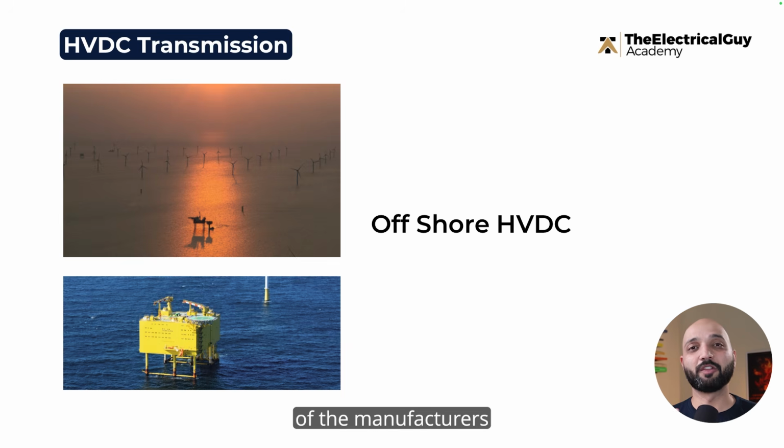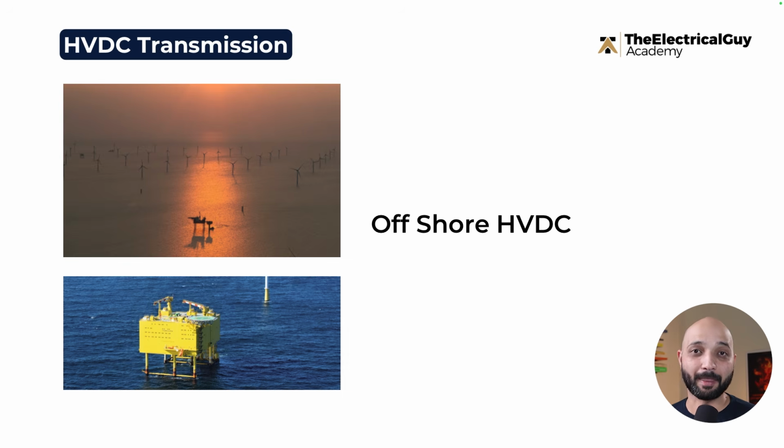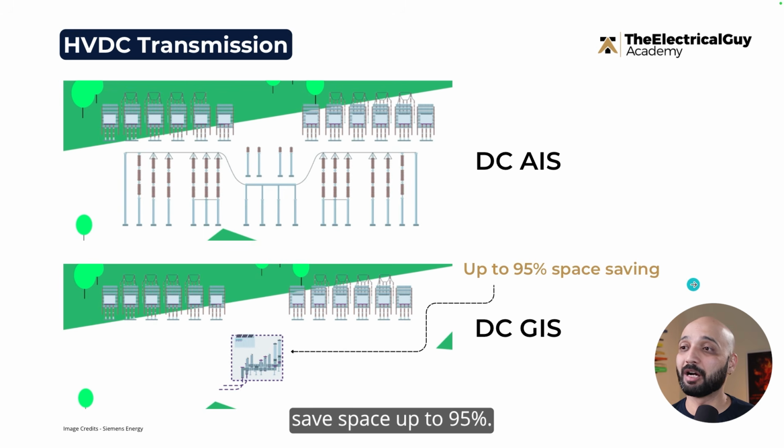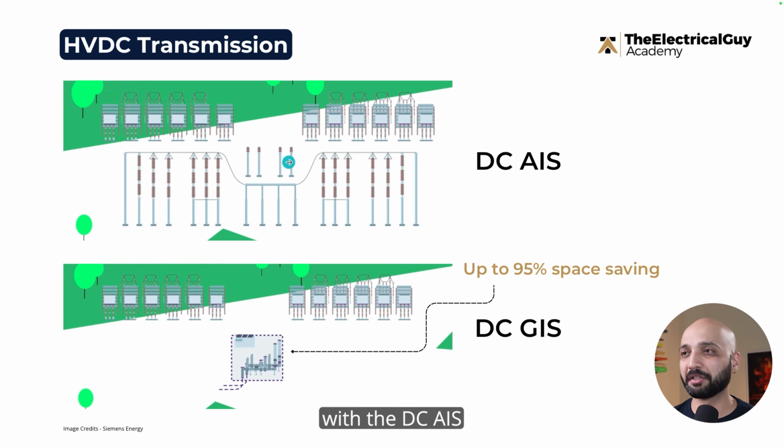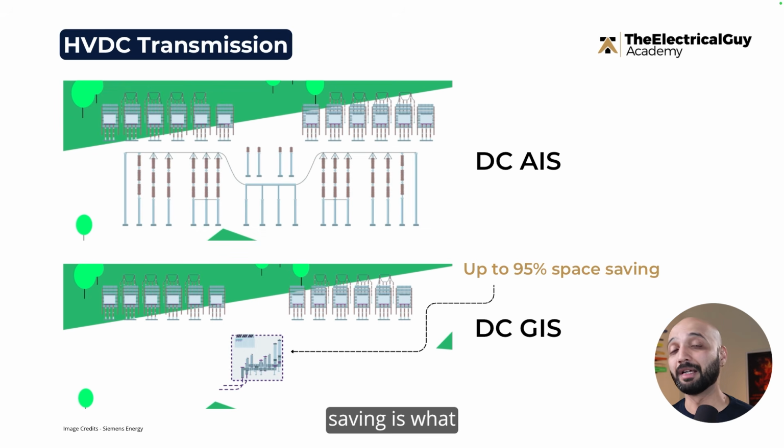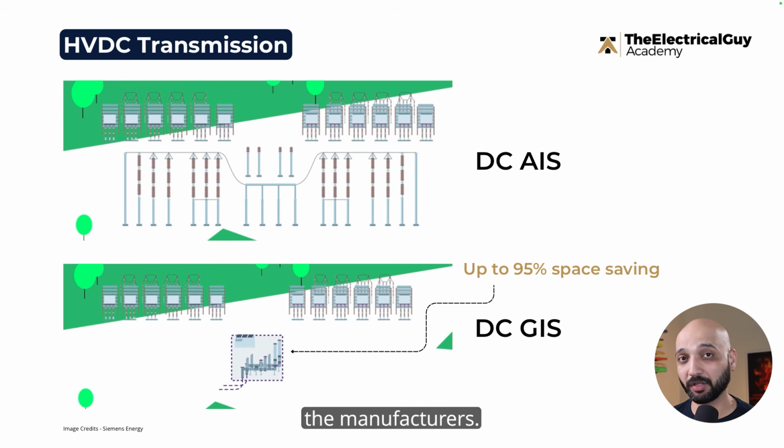And that's where some of the manufacturers have also developed the high voltage direct current gas insulated switchgear, and they can help us save space up to 95%, and that's a huge saving. You can see one example. The top image shows the switchyard with the DC AIS switchgear, and the bottom one shows the DC GIS. You can see it's very much compact. Up to 95% space saving is what is claimed by some of the manufacturers. So there is huge saving in the space that we can do.